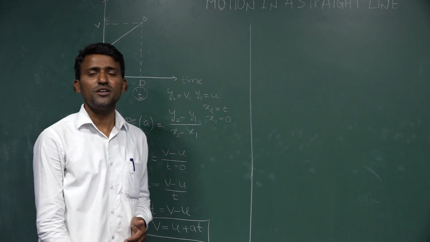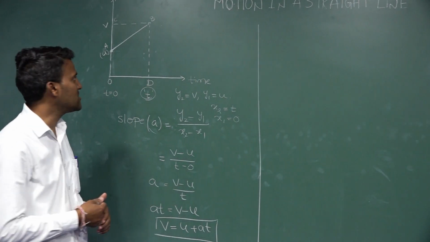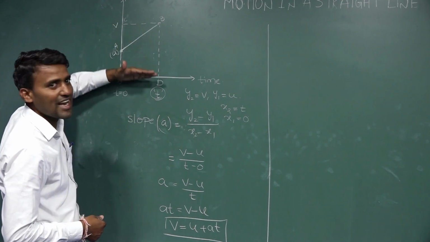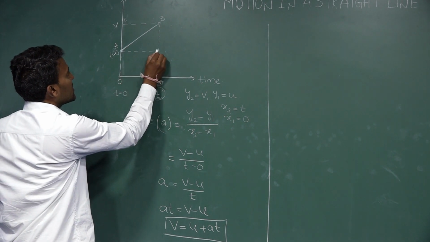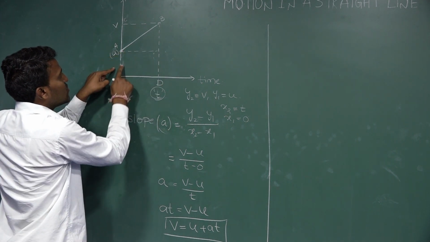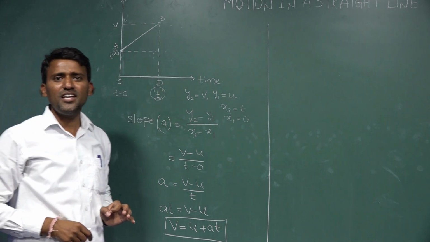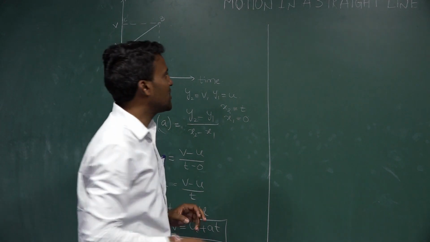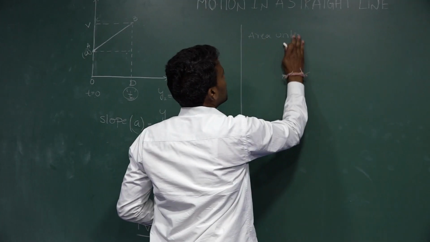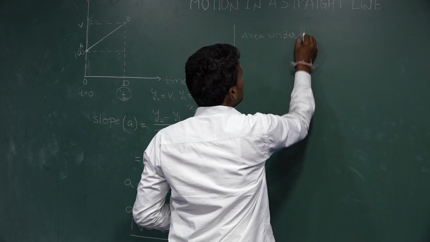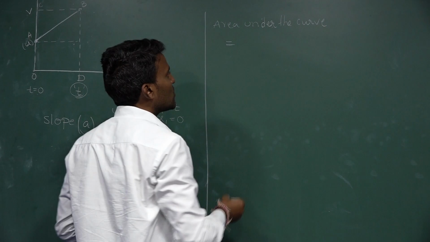To find the second equation of motion, we have to calculate the area under the curve. Area under this curve we have to calculate. In this situation, you can observe, this is one rectangle, and one more, the triangle is there. So we are writing the area of the triangle plus the area of the rectangle as the area under the curve.